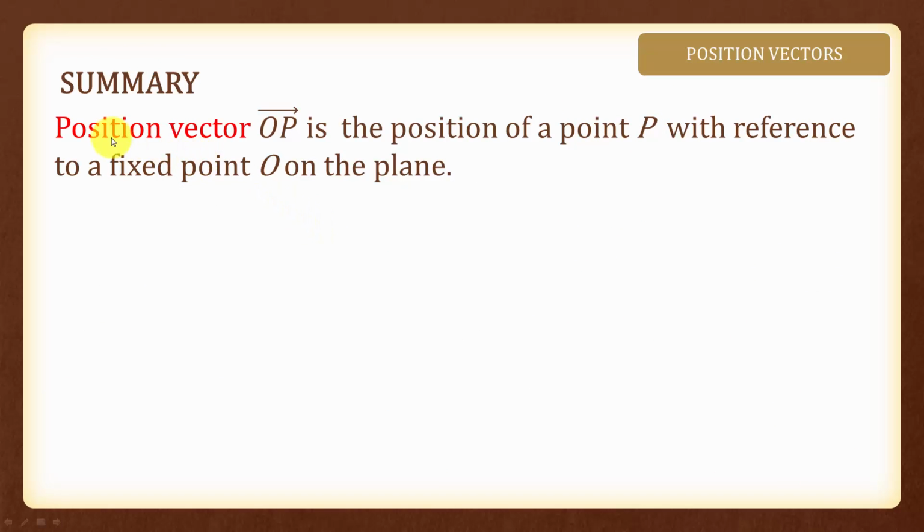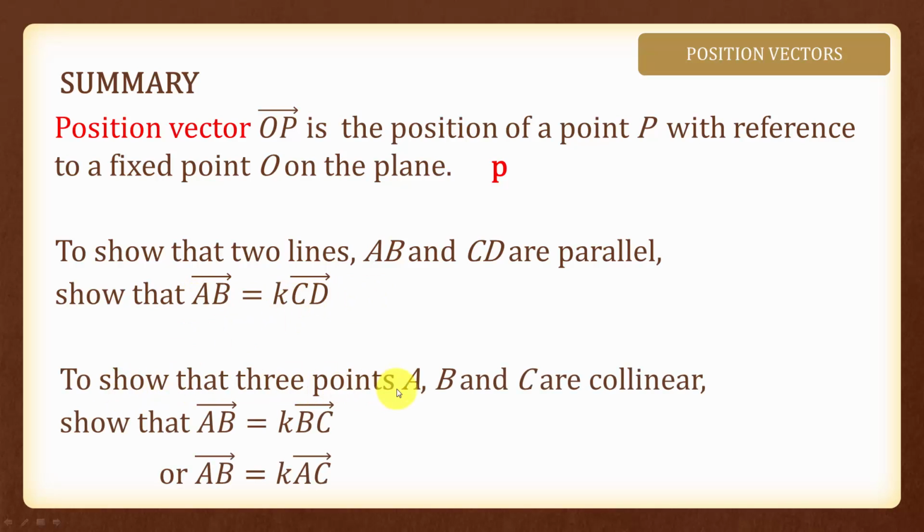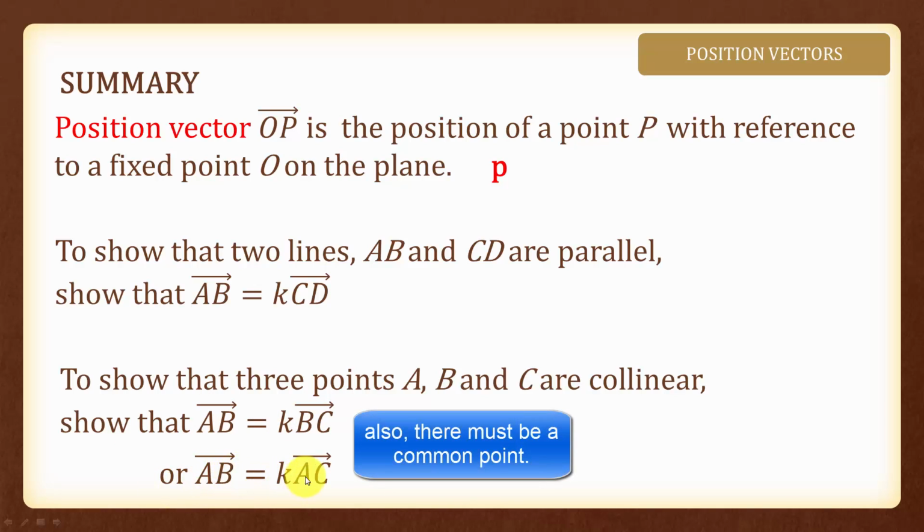In summary, a position vector OP is the position of a point P with reference to a fixed point O. And it is usually written as P. To show that two lines are parallel, we need to show that they are scalar multiples of each other. And to show that 3 points A, B, and C are collinear, we need to show that vector AB is equal to K times vector BC, or vector AB is equal to K times vector AC, whereby K is a scalar. And that's all for this topic.